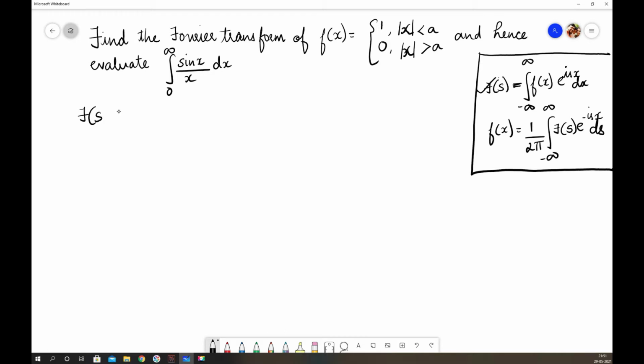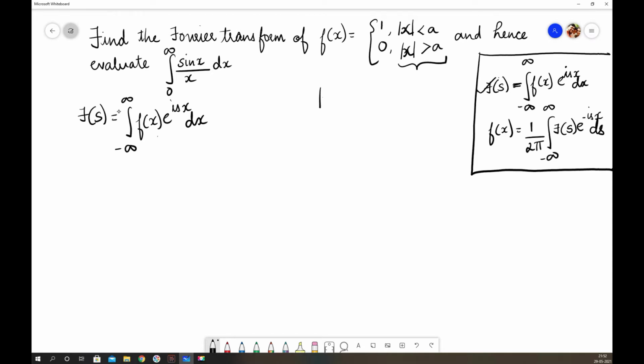F of s is equal to the integral from minus infinity to infinity of f of x e to the power isx dx. So here the limit is minus infinity to infinity and the function is f of x. Now when we look at the question, f of x has a different limit: modulus of x less than a, modulus of x greater than a. So first I will do some analysis with the limit.